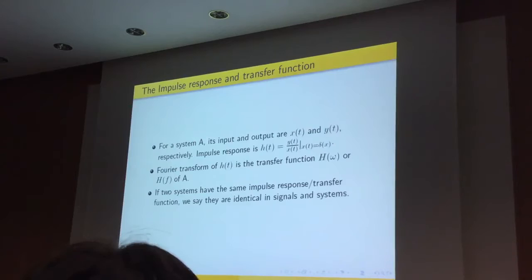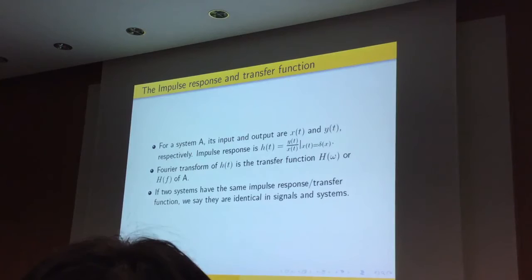All right, let's go back to here. The impulse response is defined like this: the output divided by the input, okay? In this case, the input is the delta function, so you got the impulse response. If you take a Fourier transform of this h(t), the impulse response, you got the transfer function H(f) in the frequency domain. And if the system is an LTI system, this H(f) uniquely characterizes the system.